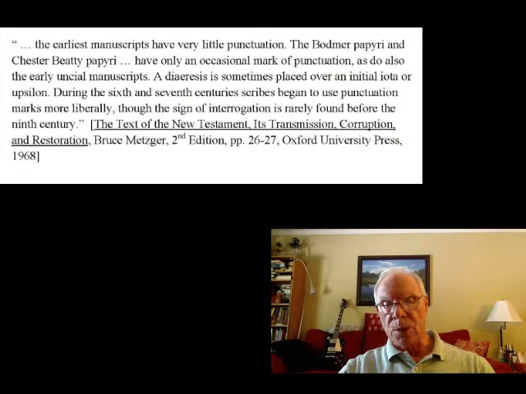A brief summary of the situation for ancient manuscripts is given on pages 26 and 27 of Metzger's The Text of the New Testament, 2nd edition, and I quote, "The earliest manuscripts have very little punctuation. The Bodmer papyri and Chester Beatty papyri have only an occasional mark of punctuation, as do also the early uncial manuscripts. A diaeresis is sometimes placed over an initial iota or epsilon. During the 6th and 7th centuries, scribes began to use punctuation marks more liberally, though the sign of interrogation is rarely found before the 9th century."